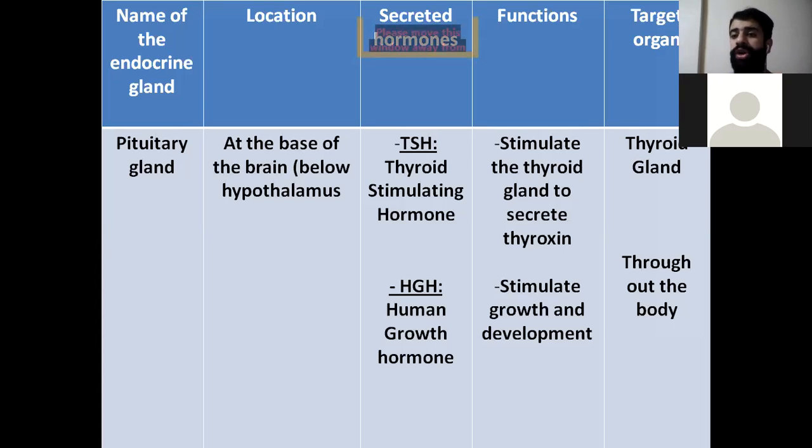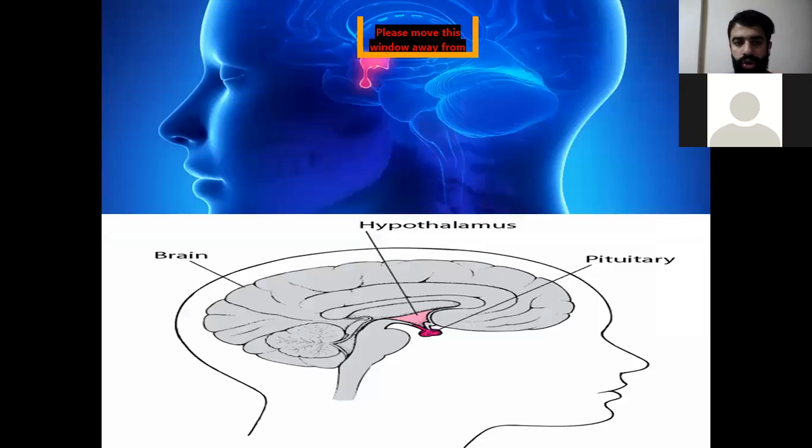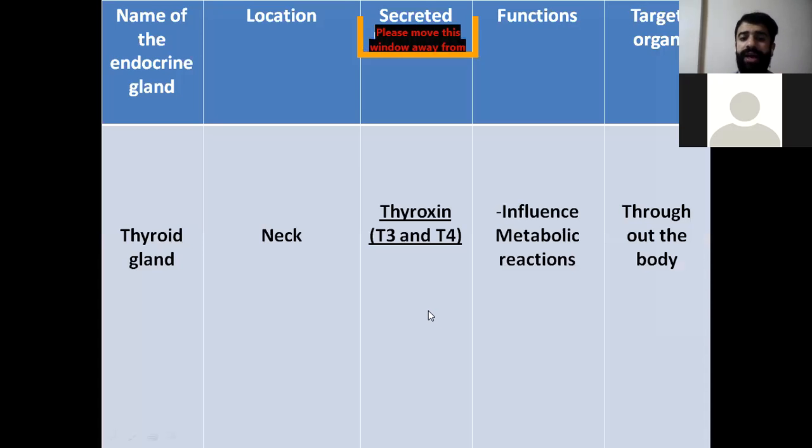HGH, human growth hormone, stimulates growth and development and works throughout the whole body. So the whole body is the target organ. Here is the hypothalamus and this is the pituitary gland. Moving now to the thyroid gland. The thyroid gland is found here at the level of the neck, in this region.